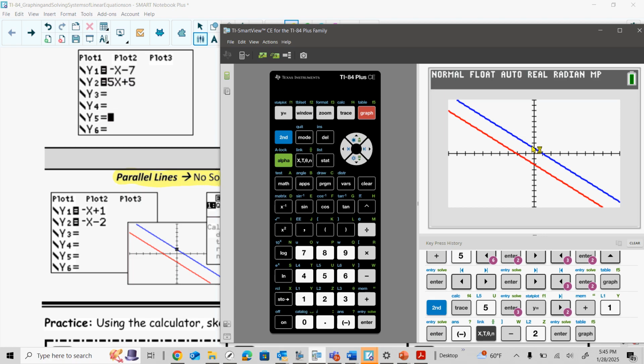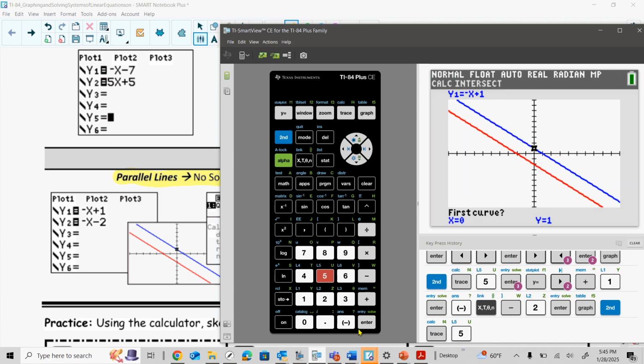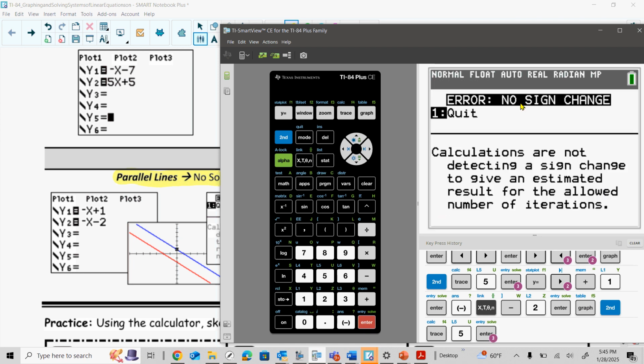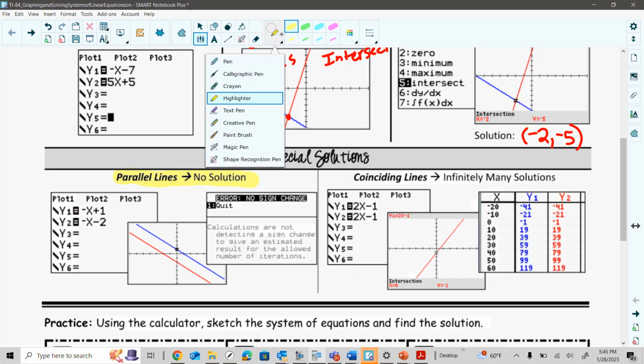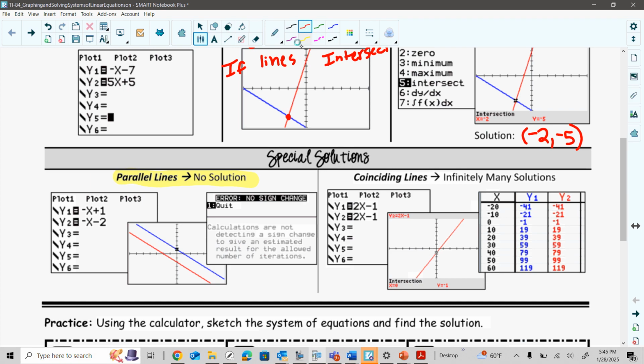But let's say I forget, I'm just going through the motions. I go second trace, I hit 5. That's what we pick, intersection. We hit enter 3 times. And then we get this message: no sign change, quit. Calculations are not detected in a sign change to give an estimate result, meaning there was no intersection. So then we would put no solution. And we have a symbol for that. No solution, remember, is a 0 with a vertical line through it. It's an empty set.